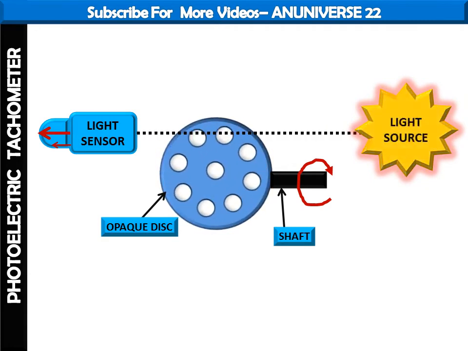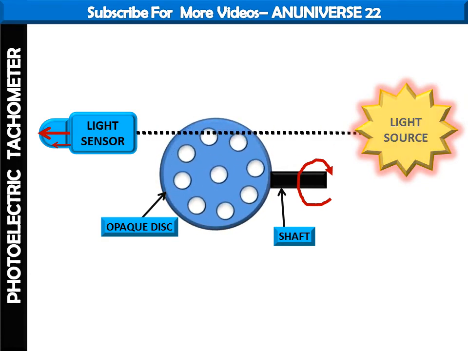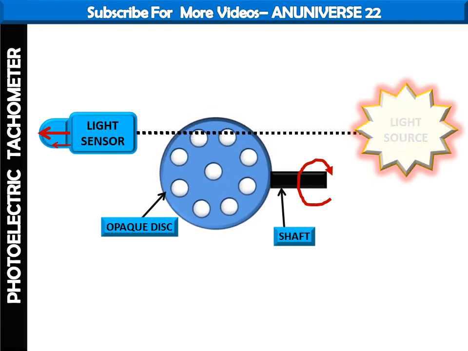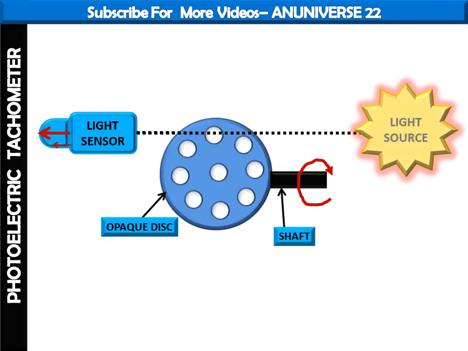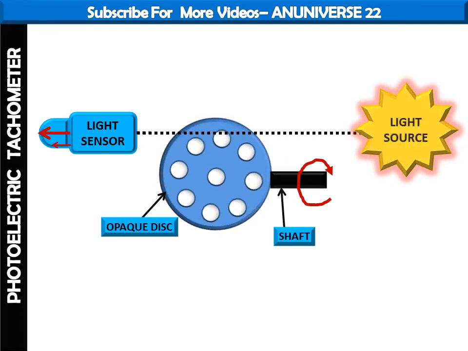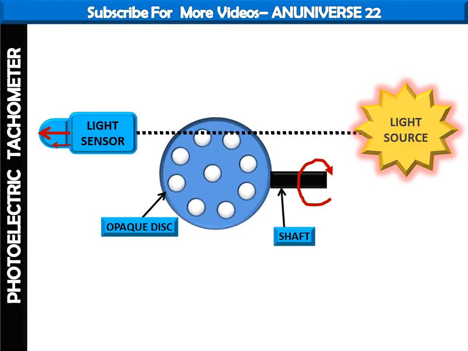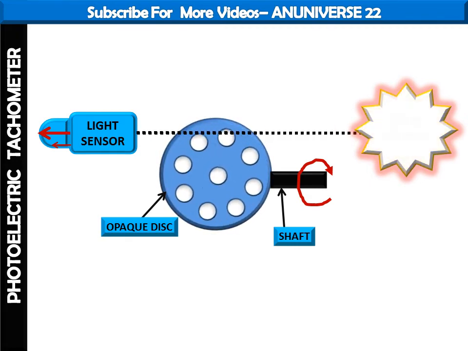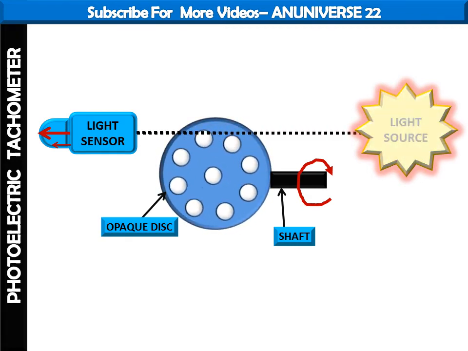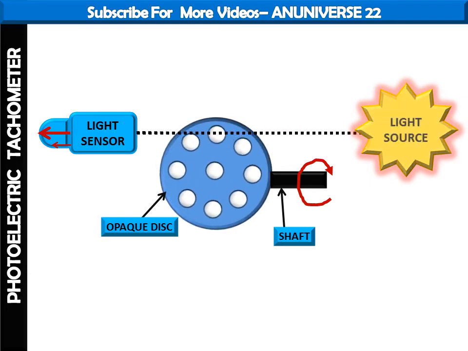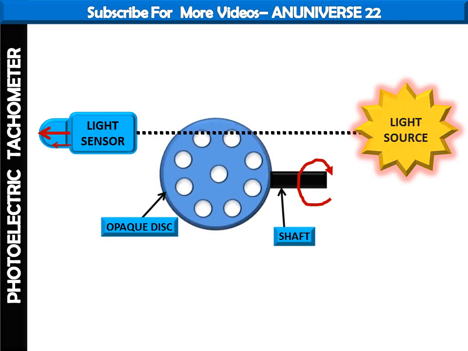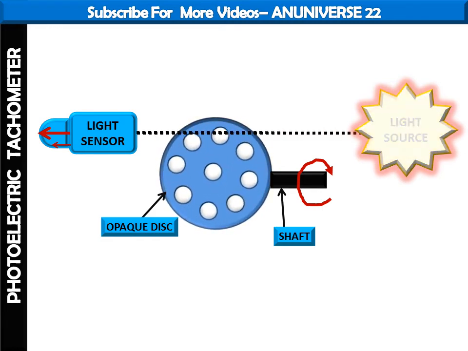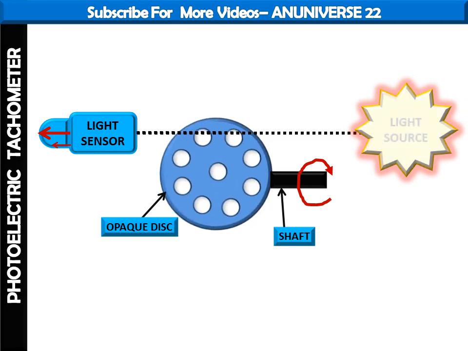When a hole comes in between the two, light passes through the hole and falls on the light sensor, with the result that an output pulse is generated. But when the opaque portion of the disc comes in between, the light from the source is blocked and hence there is no pulse output. Thus, whenever a hole comes in line with the light source and sensor, a pulse is generated, and these pulses are counted and measured through an electric counter.